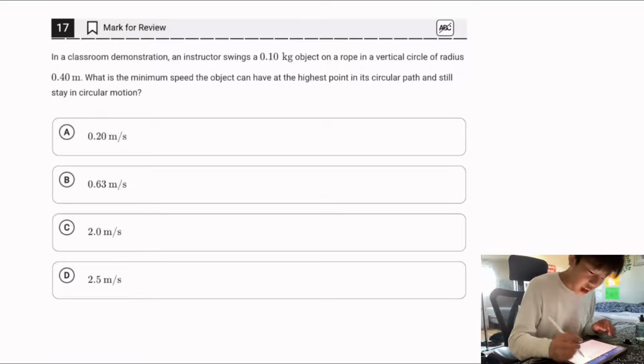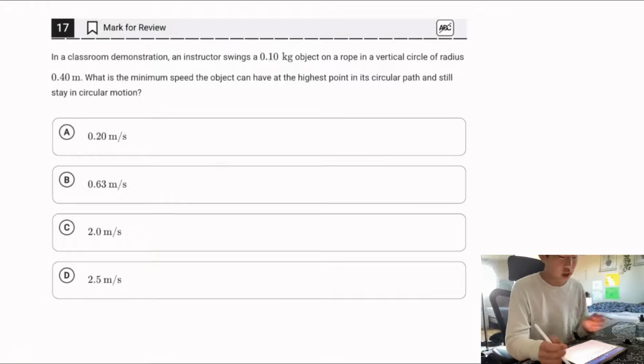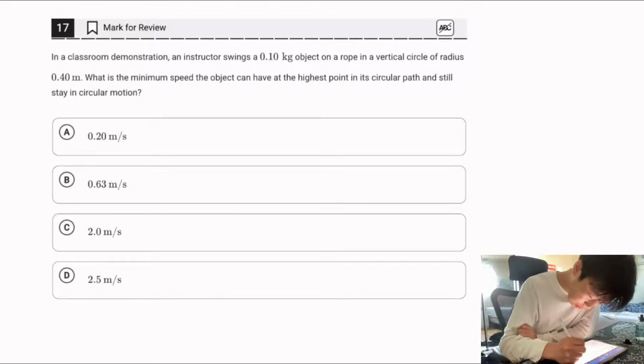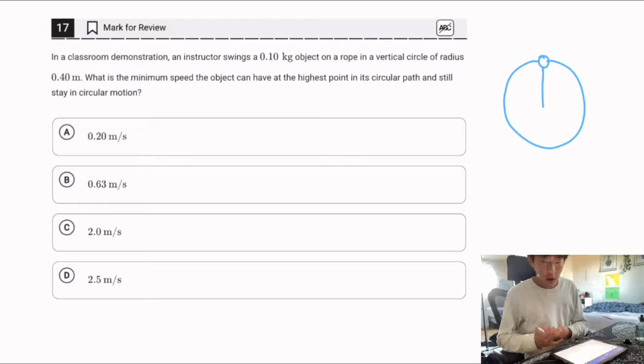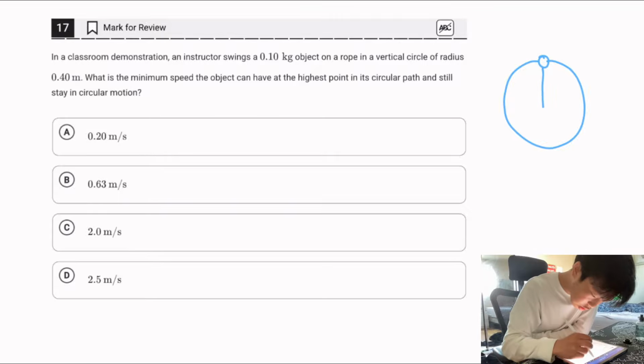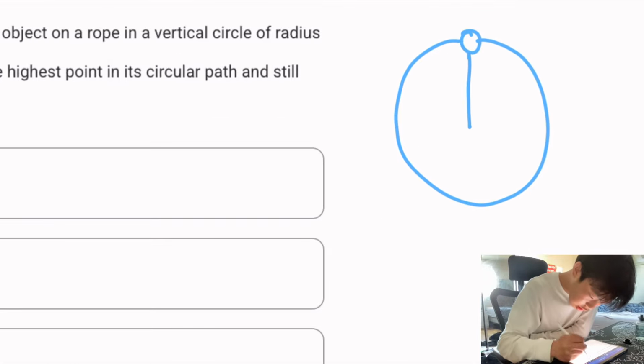Anyway, next, this is very, very conceptual. You need to understand this. So basically, it's talking about a vertical swinging object. So let's just draw the object. It's going to be a ball, and he's swinging it vertically. There's going to be a string over here. Anytime you have a ball and you're swinging it in a circle, there's always going to be mg. So I'm going to draw mg as red.